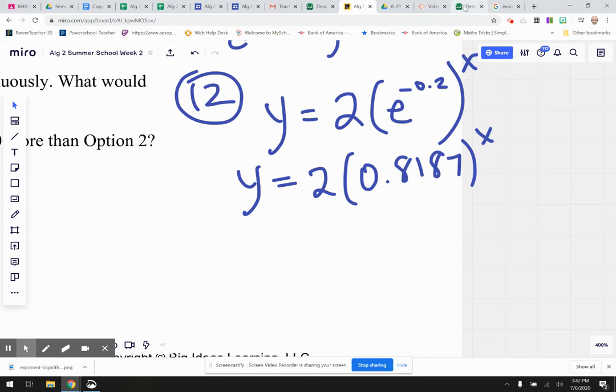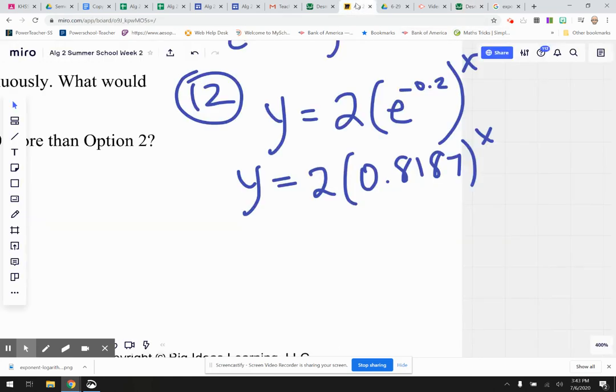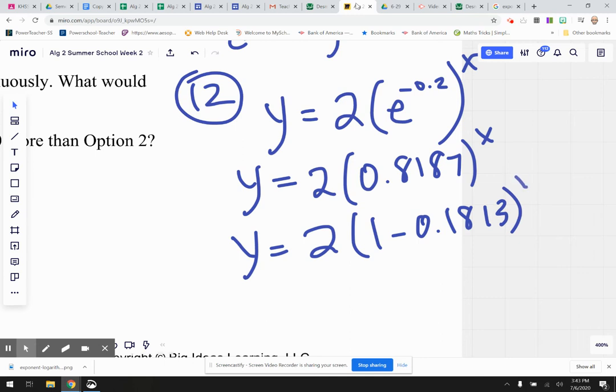So how much below 1 is that? So let's go back to the calculator. And we're going to take that answer and subtract 1. That's what I needed to do last time. So it's 0.1813 when you round it off. So y equals 2 times 1 minus 0.1813 to the x.